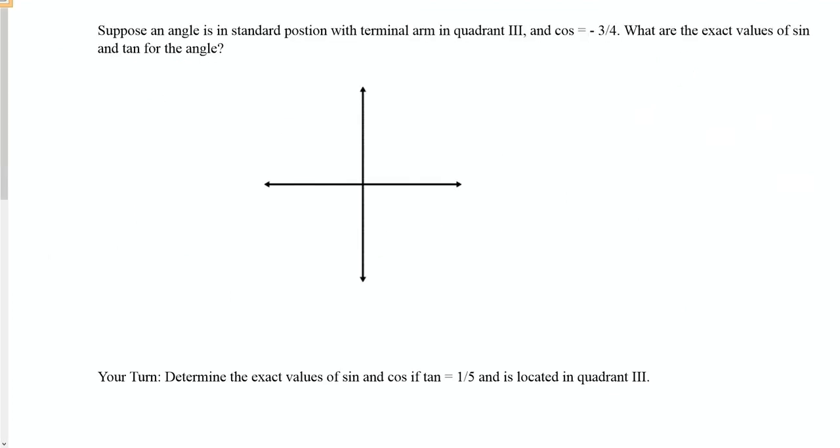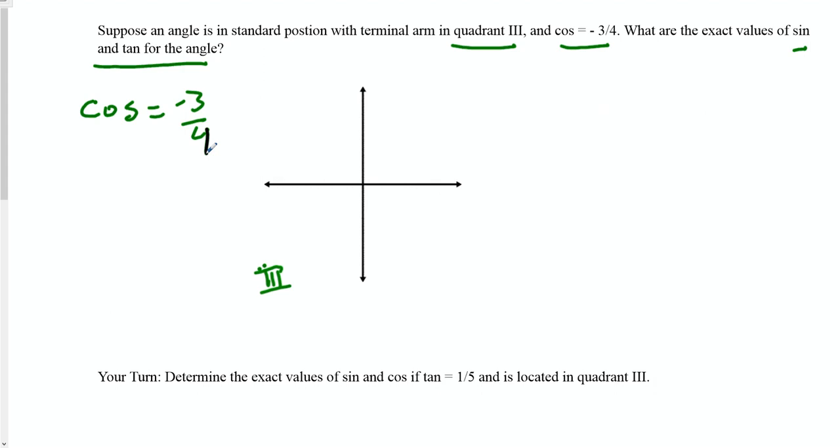Okay, next example. Suppose an angle is in standard position with the terminal arm in quadrant 3, and cosine equals negative 3 over 4. What are the exact values of sine and tangent for the angle? So we're not looking for the angle itself, we're looking for the values of sine and tangent based off knowing cosine. Okay, so we know this is in quadrant 3, which is this guy here. So we know that cosine equals negative 3 over 4.